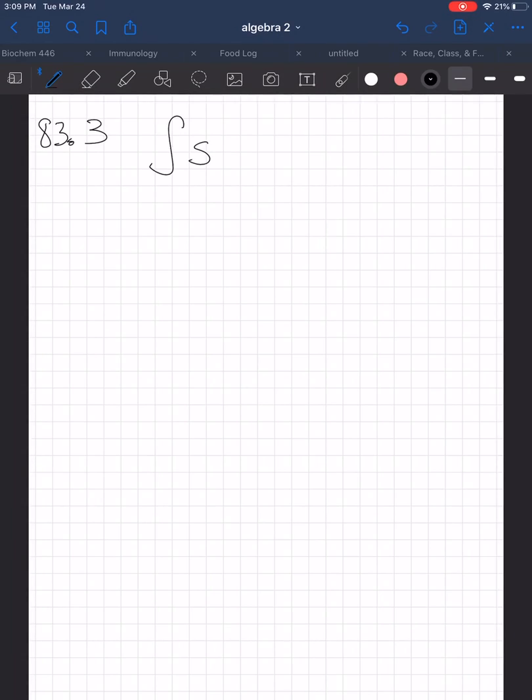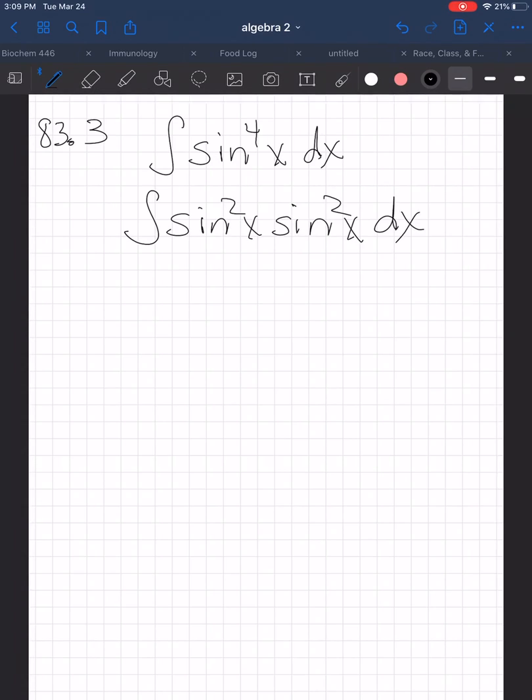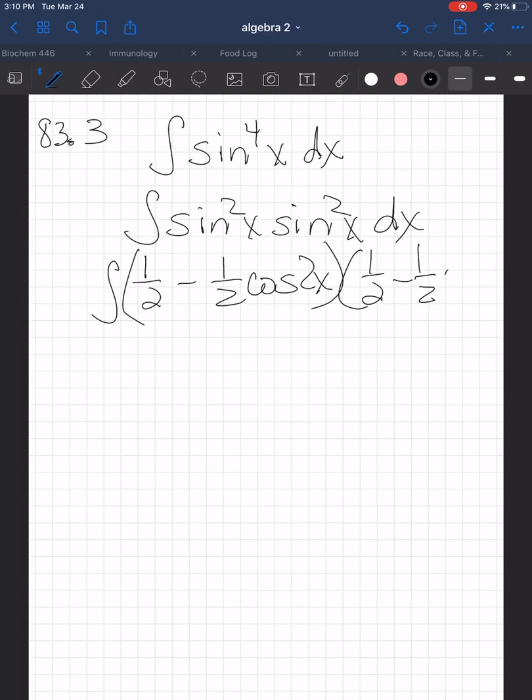Integrate sine to the fourth of x dx. So what we need to recognize is that that's the same as sine squared of x times sine squared of x, right? So we can say this would be 1/2 minus 1/2 cosine 2x times the same thing. All right, so use FOIL and multiply that out.